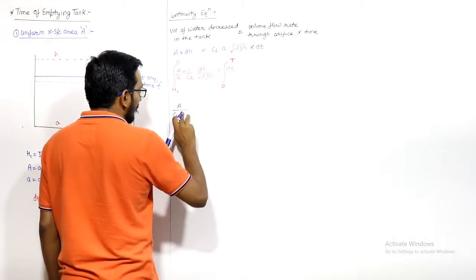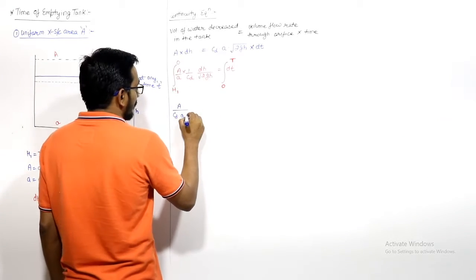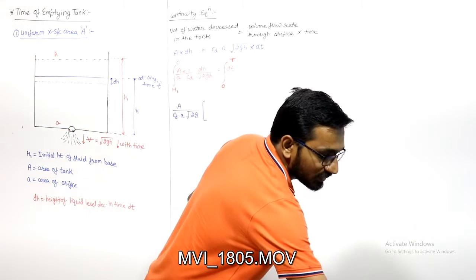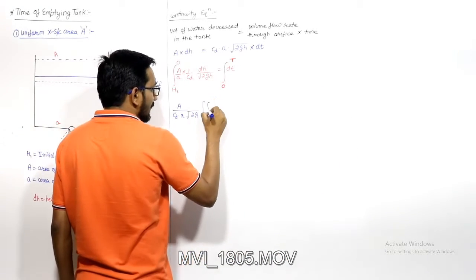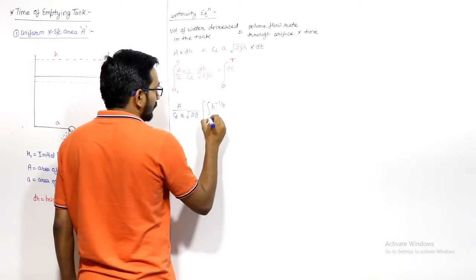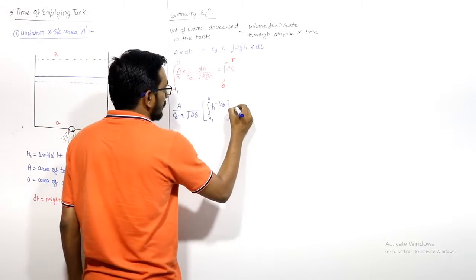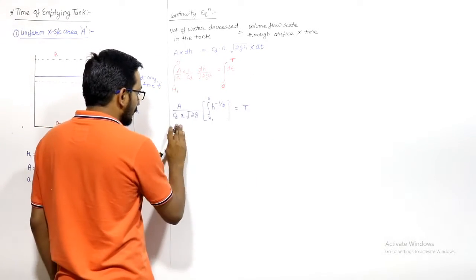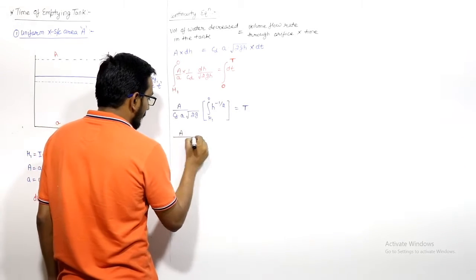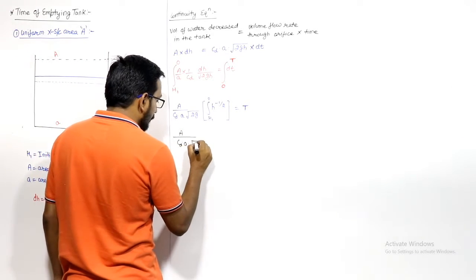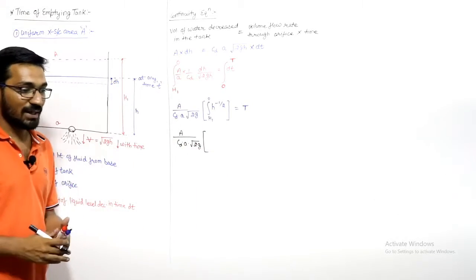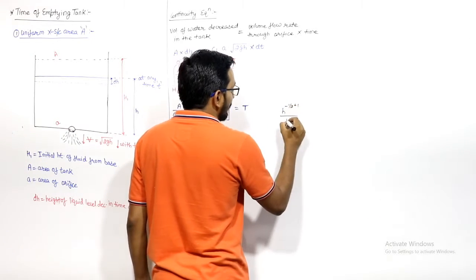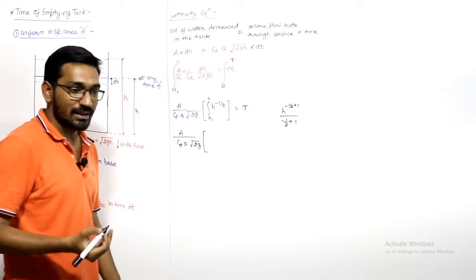CD into small a, this is under root 2g into the integration of h raised to power minus 1 by 2 from h1 to 0. This will be equal to the integration of dt, which is t minus 0, so t. So this can be equal to A divided by CD into a into under root 2g. What is the integration of h raised to power minus 1 by 2? It is h raised to power minus 1 by 2 plus 1 divided by minus 1 by 2 plus 1. Right? This will be the integration.